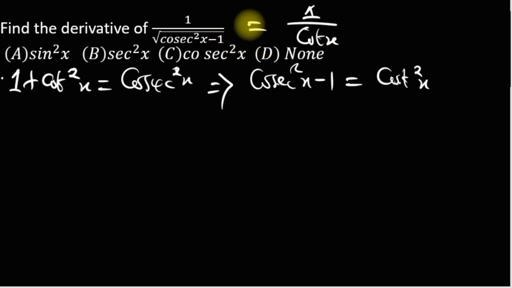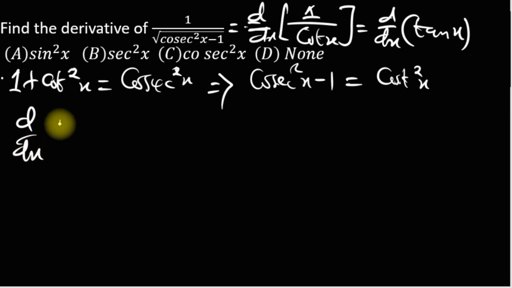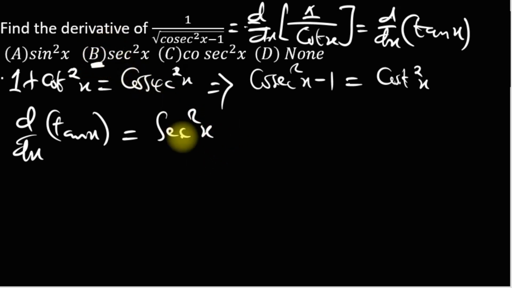So we are asked to find the derivative of this. So no need of wasting time. So the derivative, and you know 1 over cot x is tan x. So what we are asked to find is just the derivative of tan x, and the derivative of tan x is sec square x. Our answer is B. So next question.